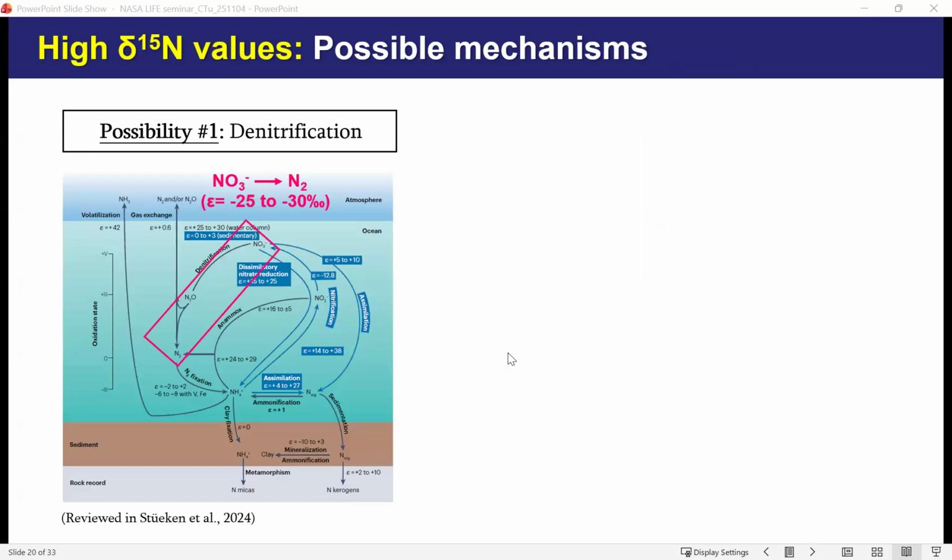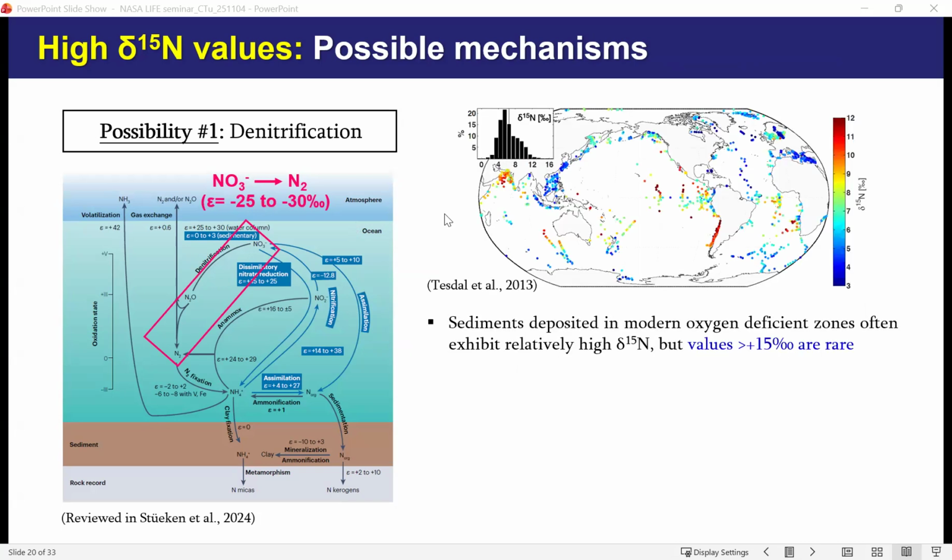Then we consider potential mechanisms that are responsible for the elevated nitrogen isotopes. The first possibility is denitrification. Basically, this is the process of reduction of dissolved nitrate to nitrogen gas, a process associated with large isotope fractionation. Although sediments deposited in modern oxygen-deficient zones tied to enhanced denitrification often exhibit relatively high delta 15N, values greater than 15 per mil are rare.